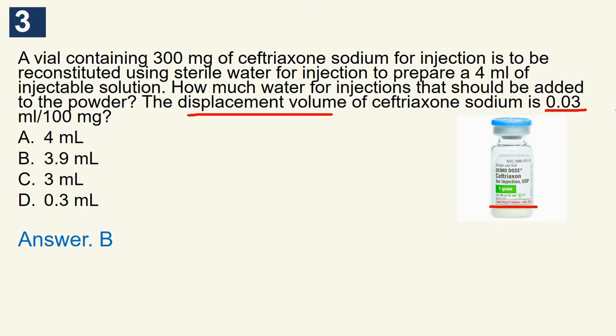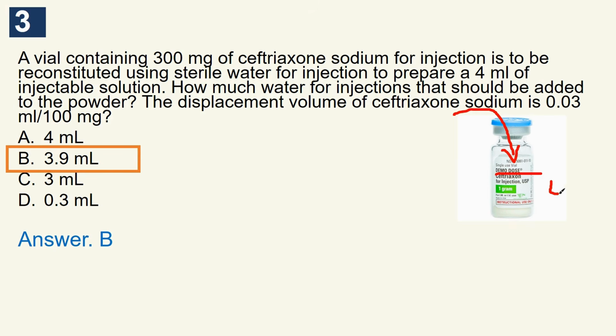The displacement volume of the powder is 0.03 for 100 milligrams. If you look at the answers, the correct answer is 3.9 mL. Let's see how we calculated that answer. It means you add 3.9 mL of sterile water to this vial and then the volume will be 4 mL, because 0.09 mL is powder. So let's see how we got that powder.